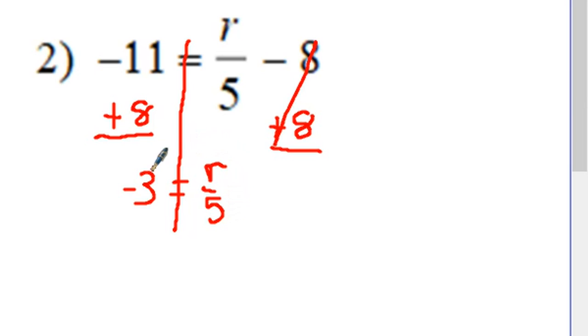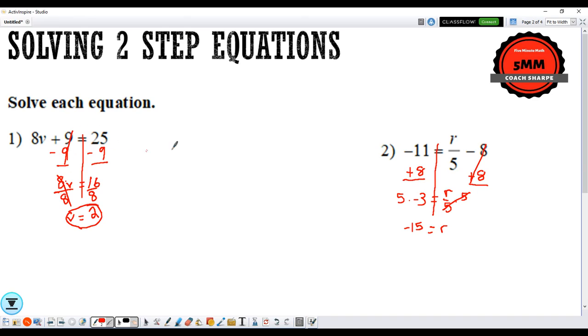Now we've got it down to a one-step equation. Just like in problem number 1, we're going to do the opposite of what we see. Right now, we see we're dividing by 5. So what's the opposite? Multiply by 5. If I do it on the right, we're also going to do it on the left. That helps me eliminate my 5s on the right. I'll bring down my r, and 5 times negative 3 gives me negative 15. So we've done these two problems with solving two-step equations.